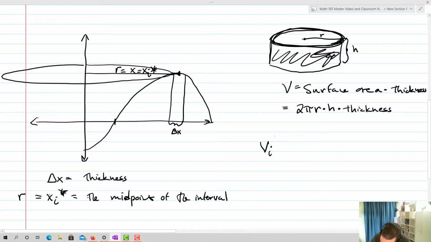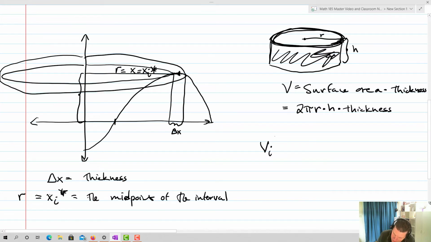Now the height. Here's the height for the cylinder that we created, the cylinder with that thickness right there. That's y, which is equal to f of x, or in this case, f of x i star. That's going to be the height, and it's the thing that changes as the function changes. As x changes, as the radius changes, we get a change in the height of our cylinder. So h equals f of x i star.